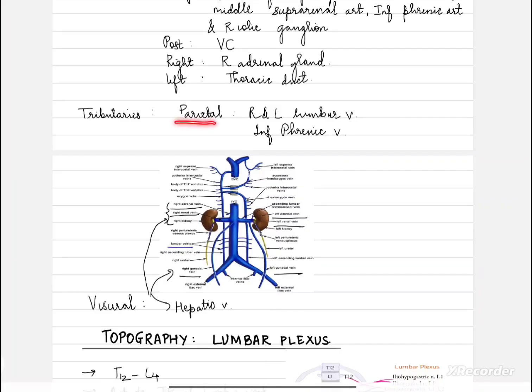Tributaries are parietal: right and left lumbar veins and inferior phrenic vein. And visceral: right hepatic vein, right gonadal vein, right renal vein and right adrenal vein.